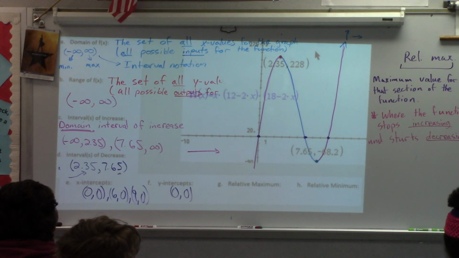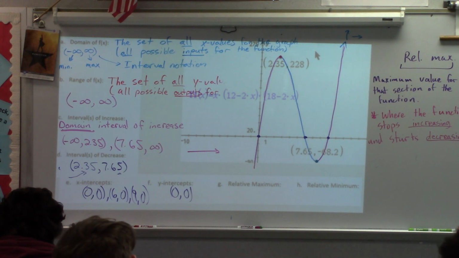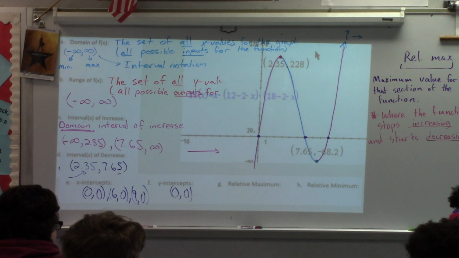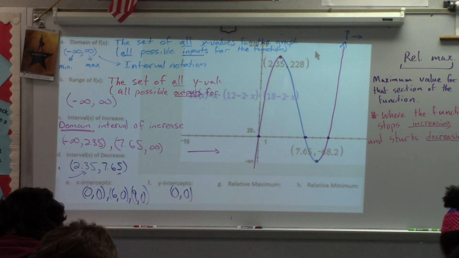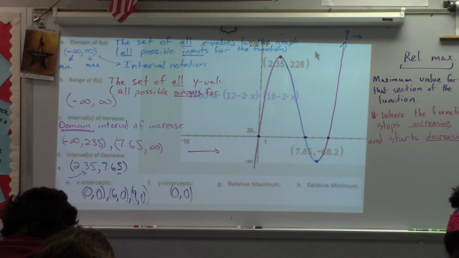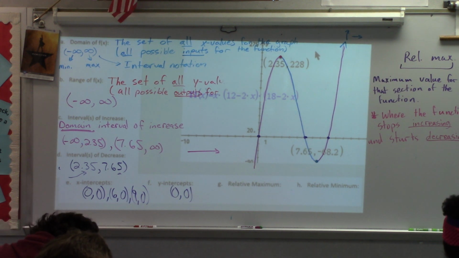So what about a relative minimum? Any guesses of what the relative min would be? Well, I just mean it for this problem. We'll get into the definition in a second. Negative 68.2. Don't forget at x equals 7.65.